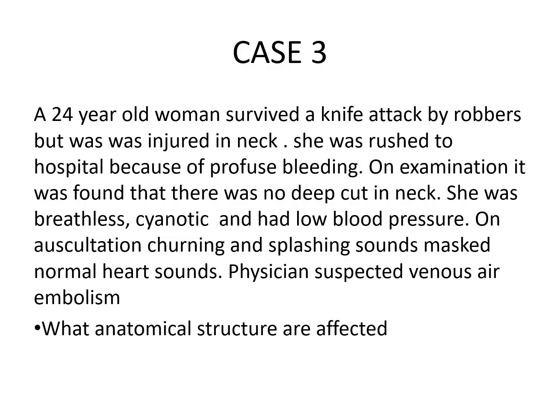Okay, so now think about this case. A 24-year-old woman survived a knife attack by robbers but was injured in the neck. She was rushed to the hospital because of profuse bleeding. On examination, it was found that there was no deep cut in the neck. She was breathless, cyanotic and had low blood pressure. On auscultation, churning and splashing sounds masked the normal heart sounds. Physicians suspected venous air embolism. What anatomical structures are affected? So you should not have any doubt and answer. It is the external jugular vein.